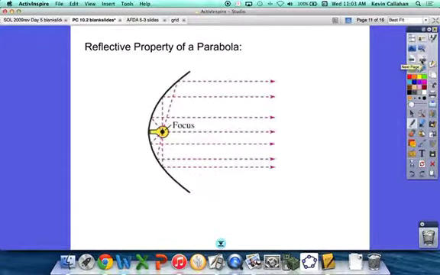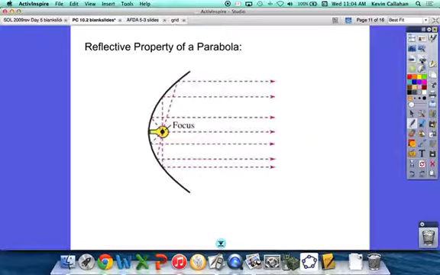Okay, now parabolas are useful. Anybody have a satellite dish at home? I mean, satellite dishes are the shape of a parabola, or they have the characteristics of a parabola. Your headlights in your car, right? It's something that's called the reflective property for parabolas.